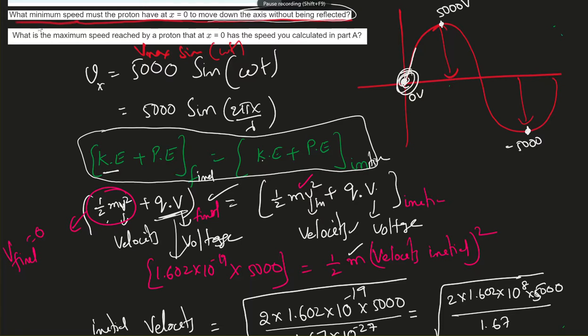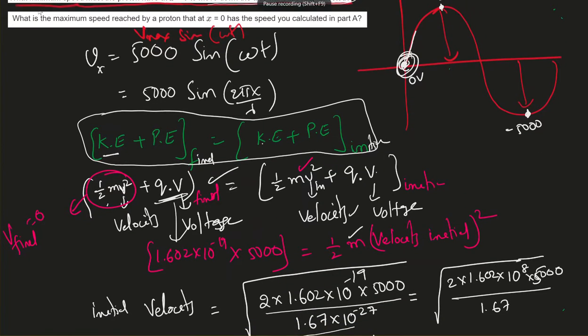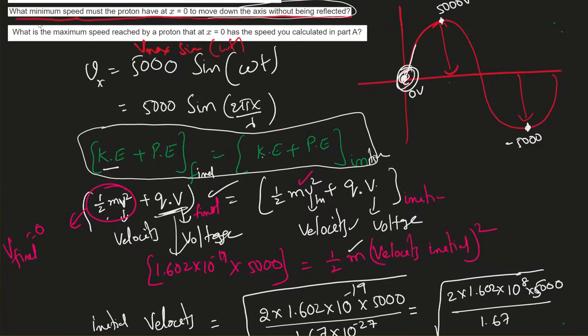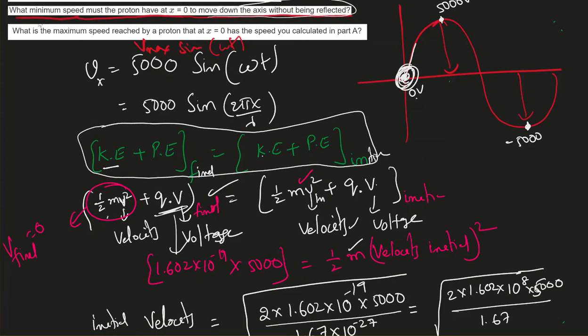Now when it comes to part B, what is the maximum speed reached by the proton that at x equal to 0 has the speed you calculated in part A. So it started with this initial velocity, 97.94 times 10 to the power of 4 meters per second. Once it reaches here, what happened to the speed? Speed becomes 0. So now I'm going to take this as the initial, and what is the maximum speed it reaches? It will reach the maximum speed when it reaches the down point, because we see the highest potential difference right here.